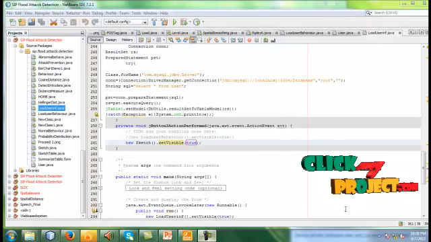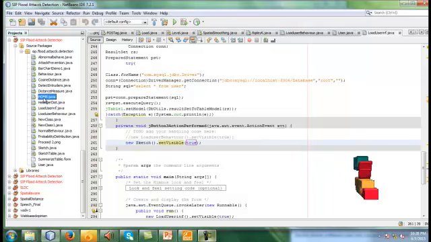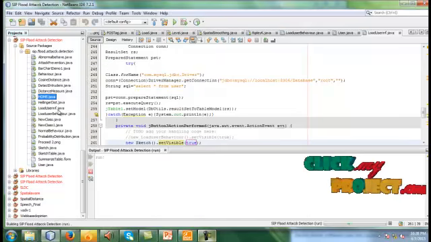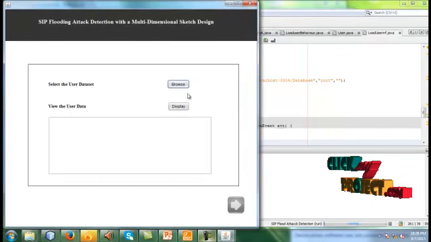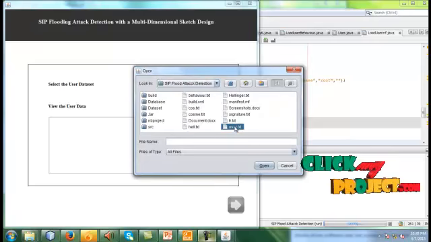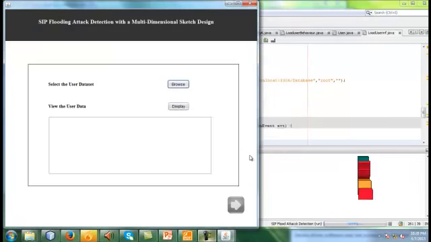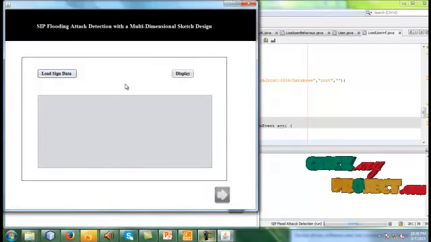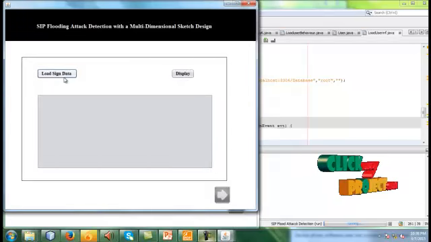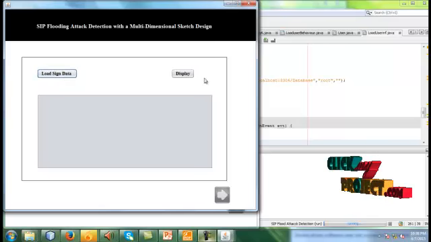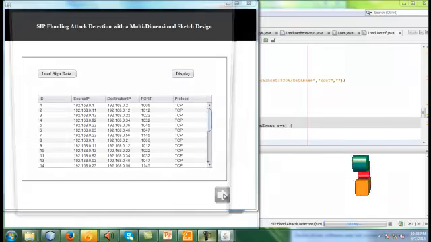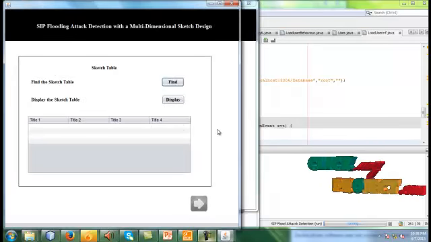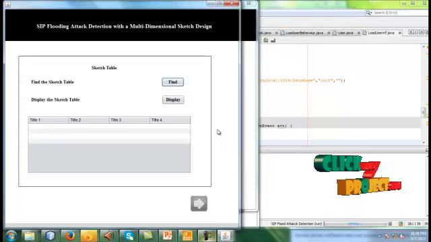Let us run our process. The process starts with the home page. First of all, we have to select the initial data set, that is the user data set. After selecting the data set, we have to load it into the database. This is the pre-processed data. After loading the data, we have to convert the user data into sketch entries.